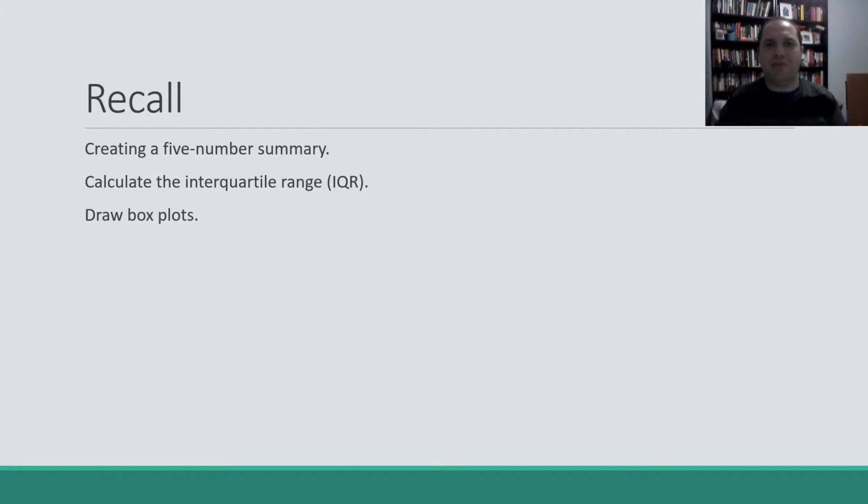Right, the things you have to recall: creating a 5-number summary, calculating the interquartile range, and drawing a box plot. Those 3 skills are foundational to working out scores that are outliers.